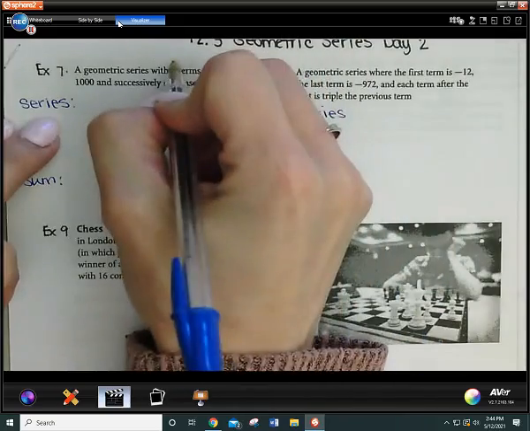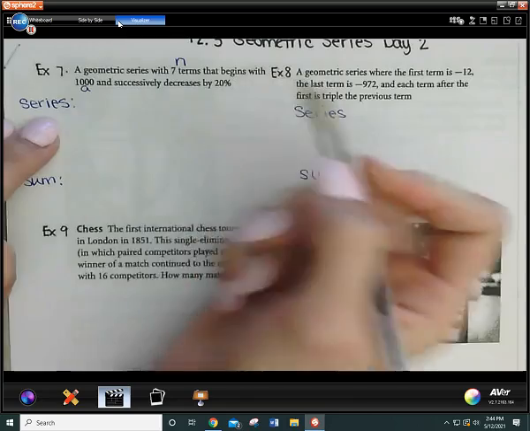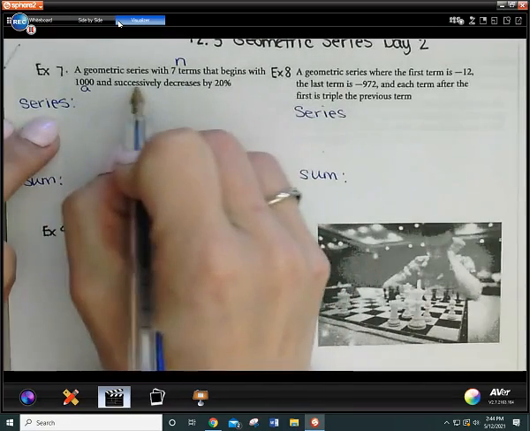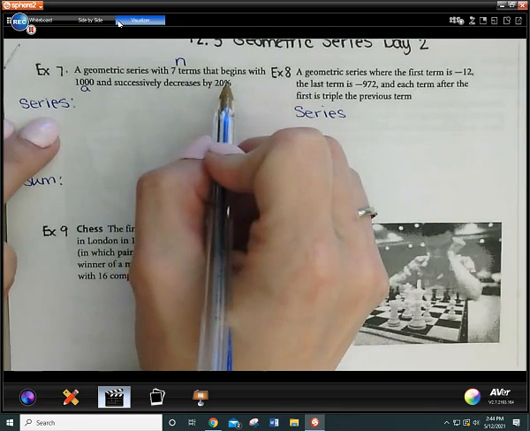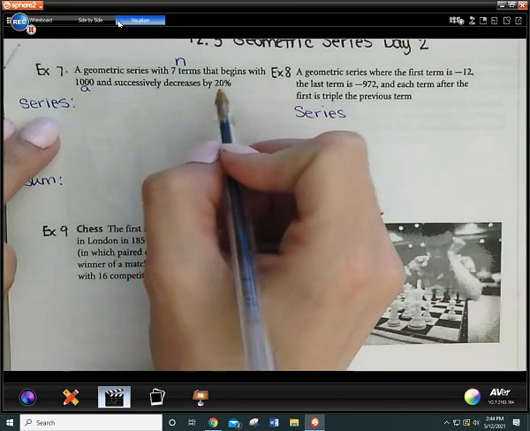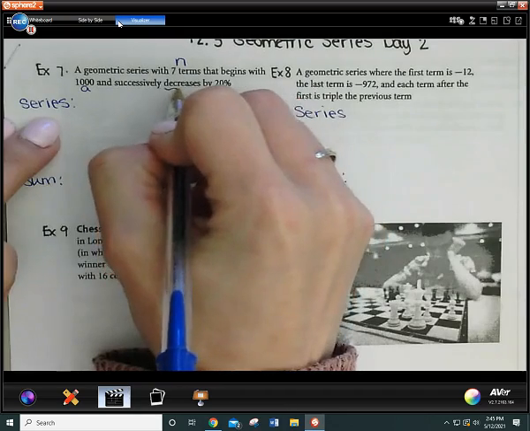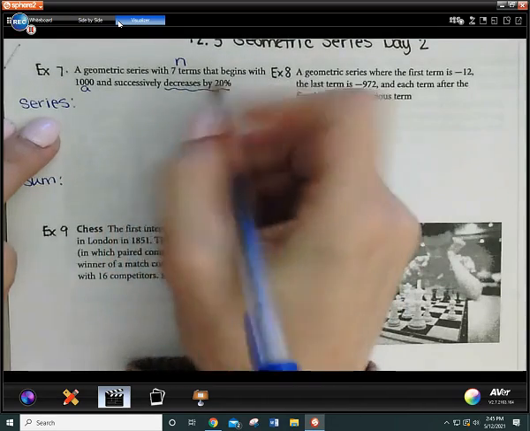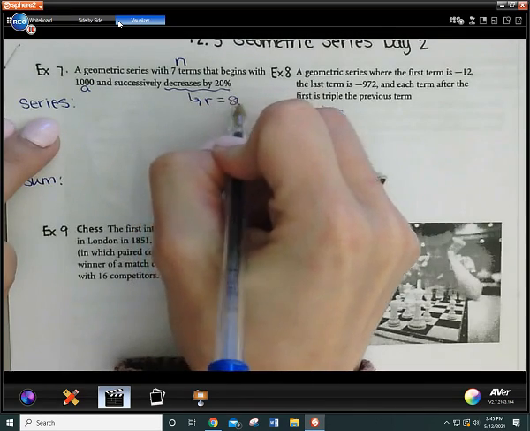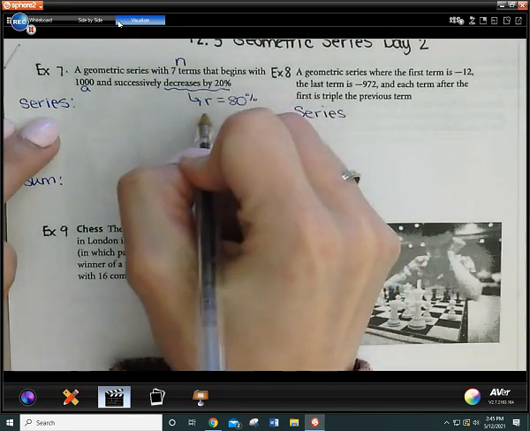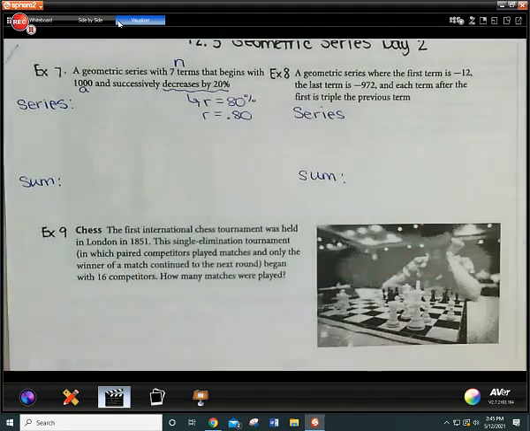So this is going to be our n. Then the first term is 1,000. Now keep in mind that if they are successively decreasing something by 20%, that means it is only 80% of its previous amount. So when they say that it is decreasing by 20%, the r is actually 80%. And 80% as a decimal is 0.80.